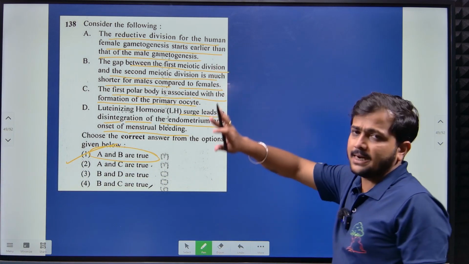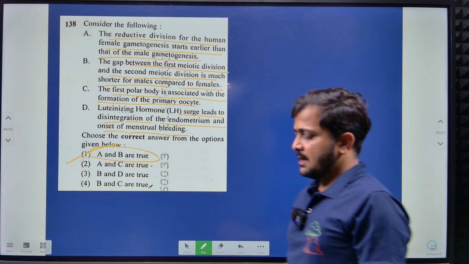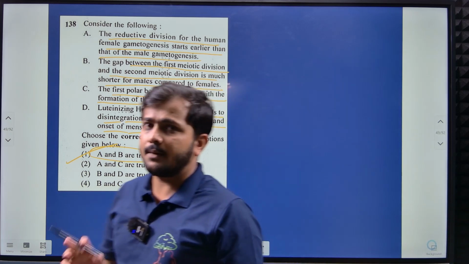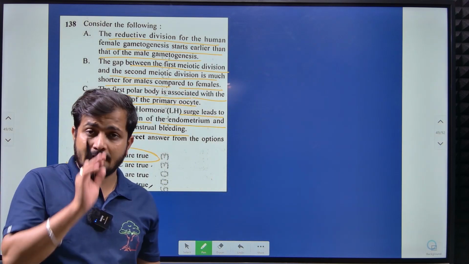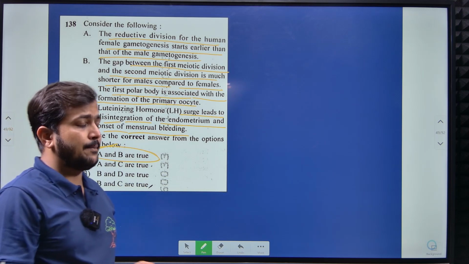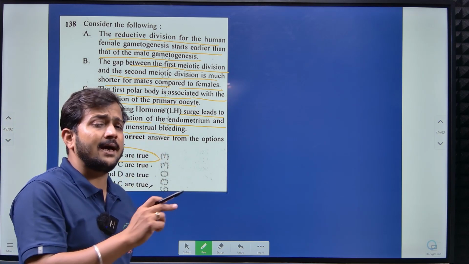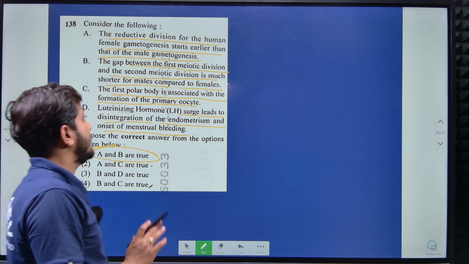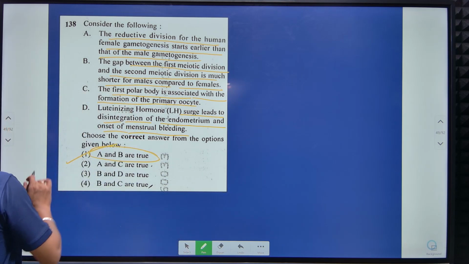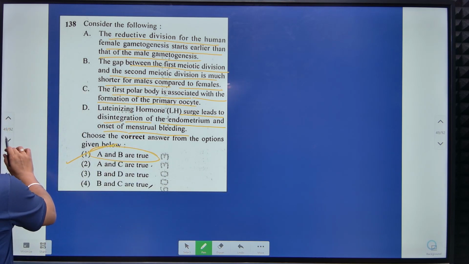Mainly it is related with gametogenesis, the formation of the male gamete with respect to the male reproductive structure, and the female gamete with respect to the female reproductive structure. So majorly it is a question related with human reproduction, right? That is, option 1 is correct.